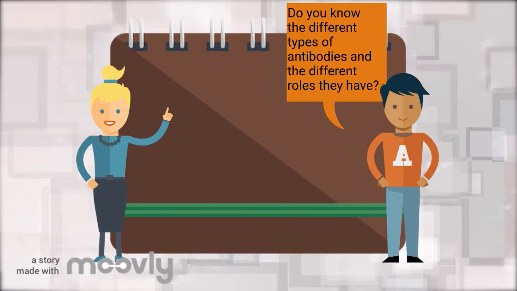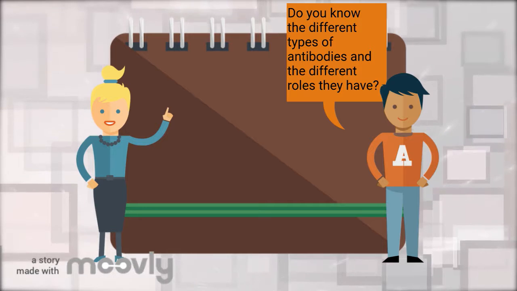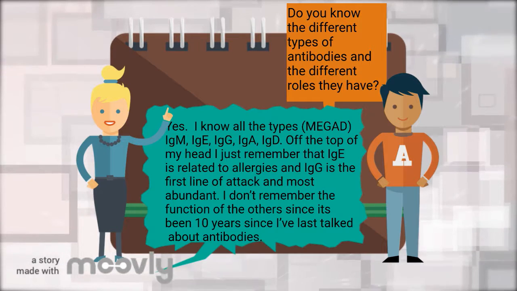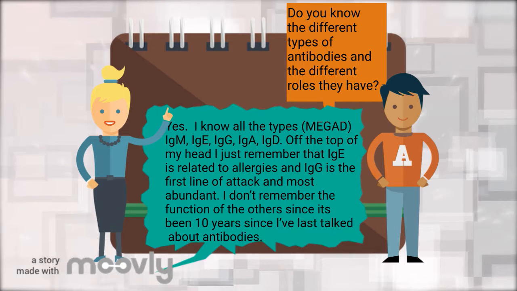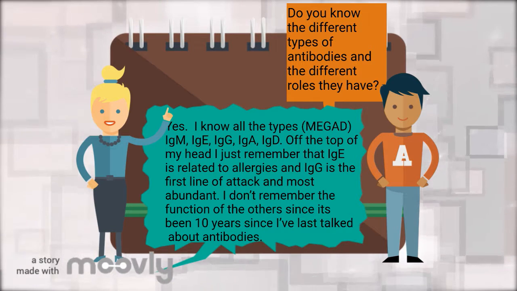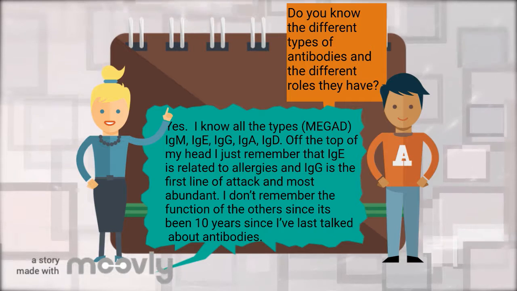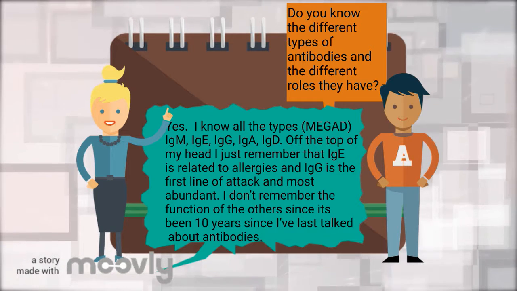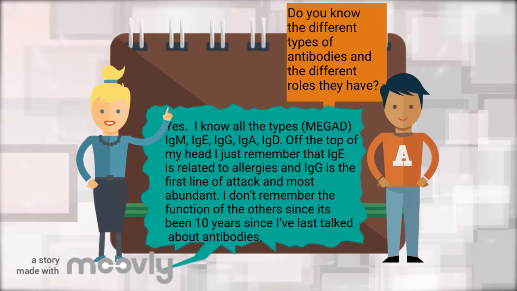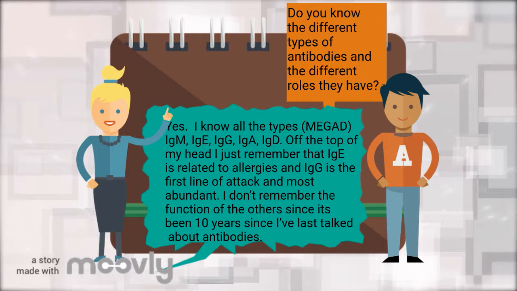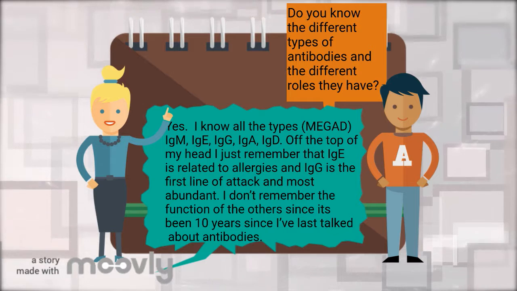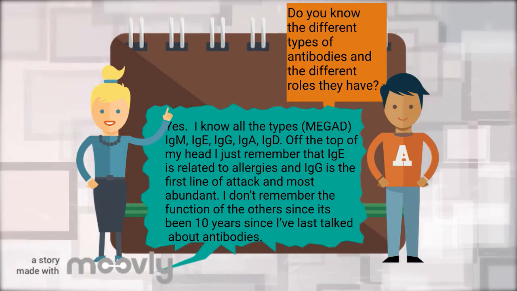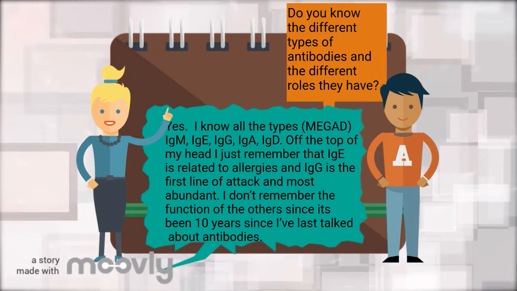Do you know the different types of antibodies and the different roles they have? Yes, I know all the types: IgM, IgE, IgG, IgA, and IgD. Off the top of my head, I just remember that IgE is related to allergies and IgG is the first line of attack and most abundant. I don't remember the function of the others since it's been 10 years since I've last talked about antibodies.